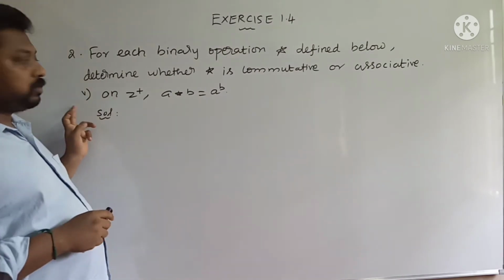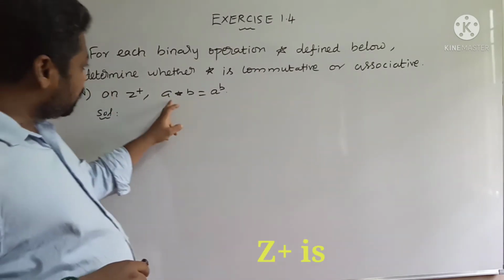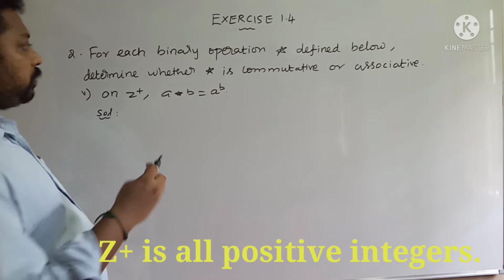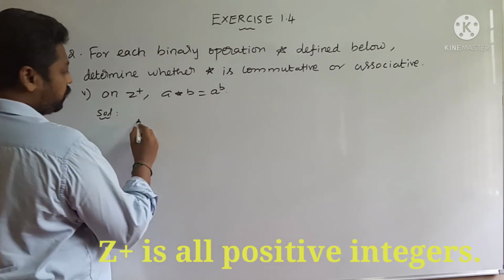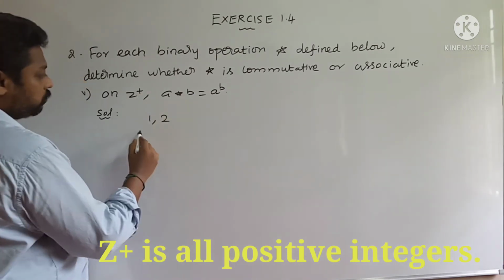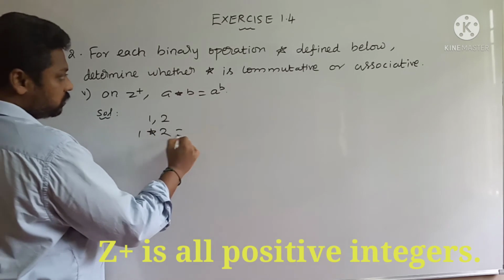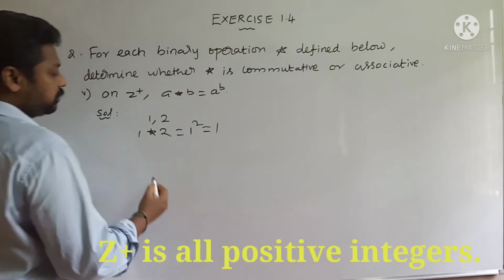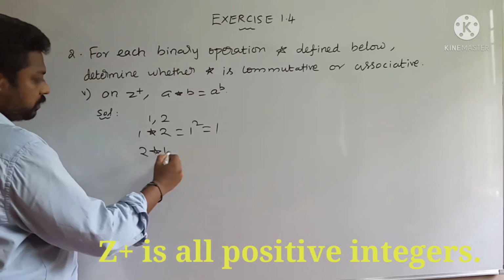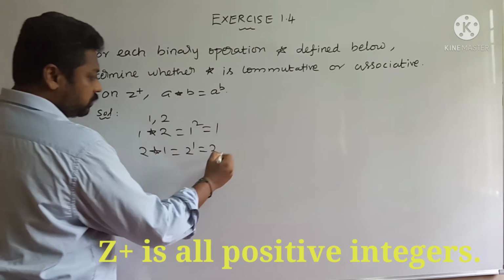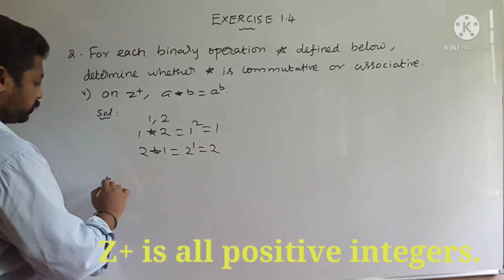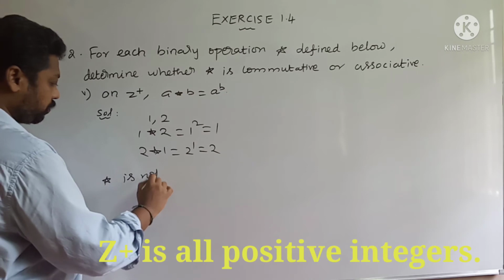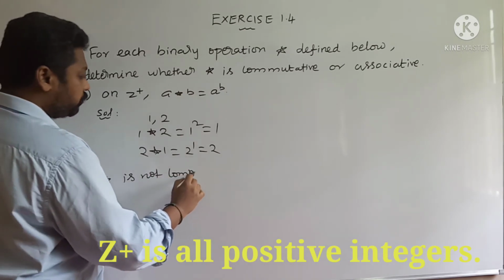So coming to the fifth Roman, on Z plus, a star b is a power b. Let's check for the commutative. We will take two values 1 comma 2. So 1 star 2 is 1 power 2, that is 1. 2 star 1 is 2 power 1, that is equal to 2. Therefore star is not commutative.